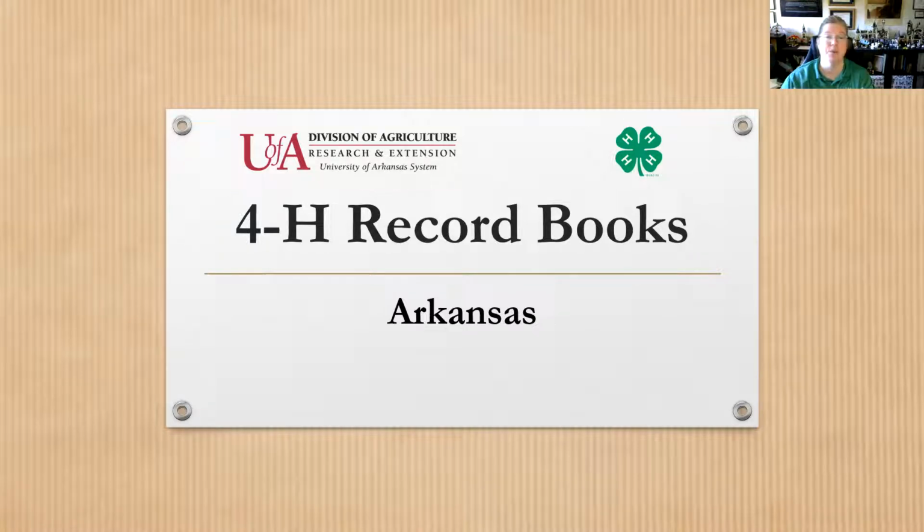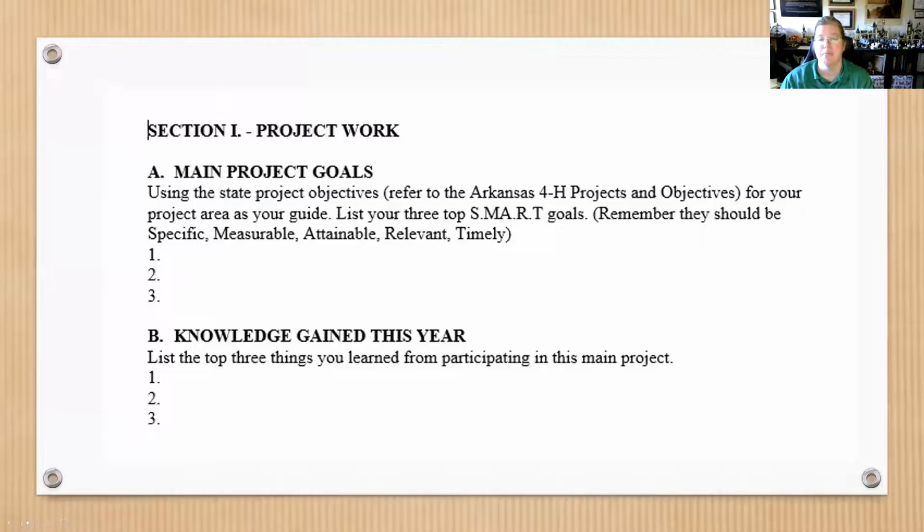Today we're going to focus on the next section of our record book, which is setting our project goals and the knowledge gained. We've already established what our main project is, and these project goals and knowledge gained should apply directly to that first initial main project area. The judges will be looking to make sure that they're SMART goals, and then looking at how they represent the knowledge gained. We'll go through that.